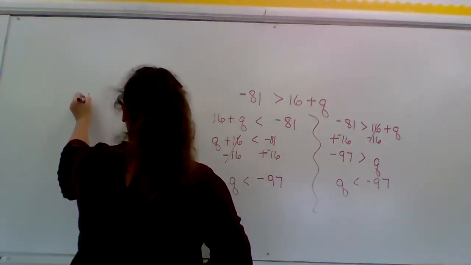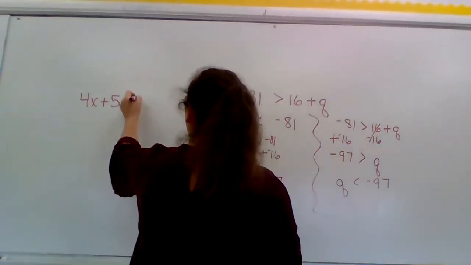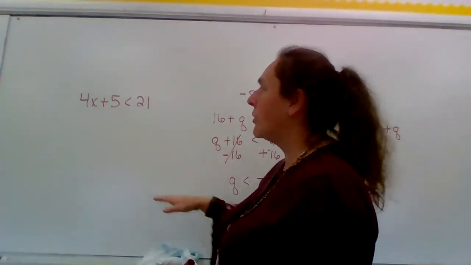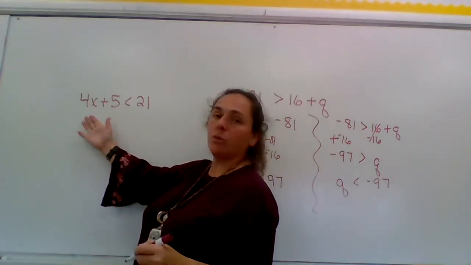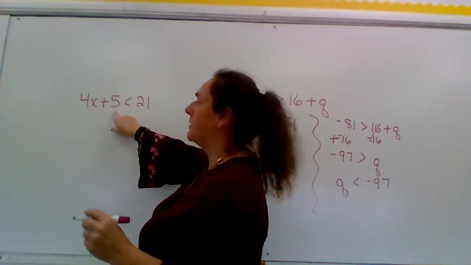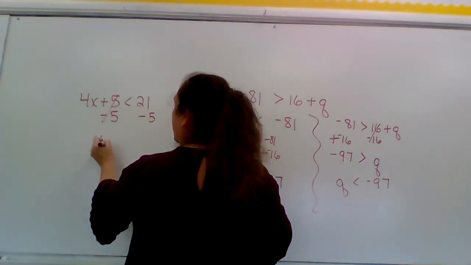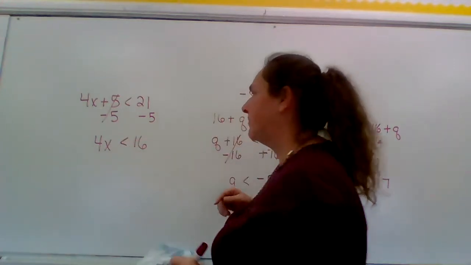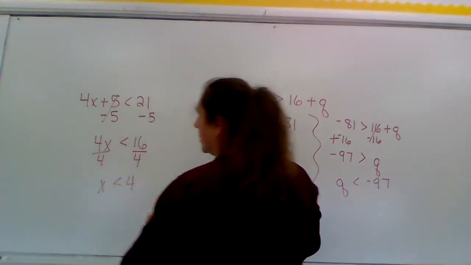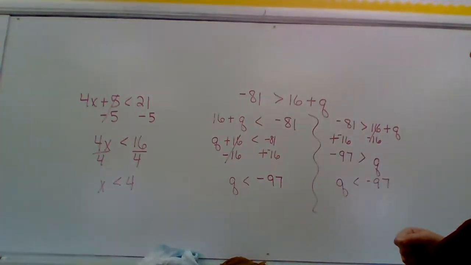All right, let's look at this one. Okay, this is a two-step, a multi-step inequality. So it means I have more than one operation with my variable. I want to get rid of the one that's least attached. The 4x is really closely attached, so I want to get rid of this plus 5. So that means I'm going to subtract 5. So now I have 4x is less than 16. Now I would divide by 4. I'm dividing by a positive, so therefore my inequality is going to stay the same, and then I do my math.